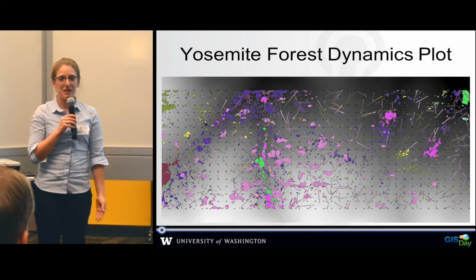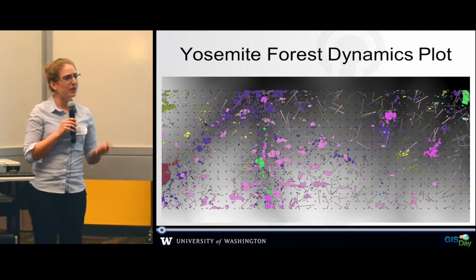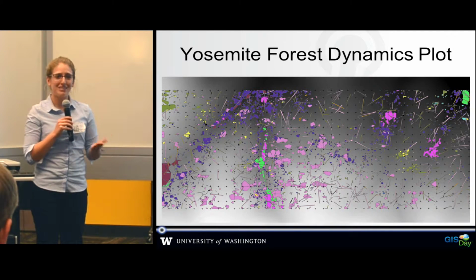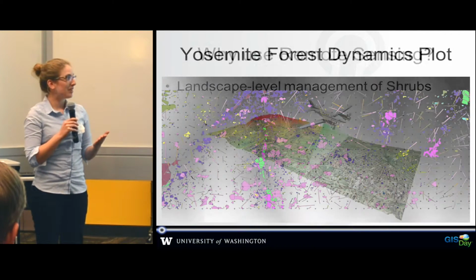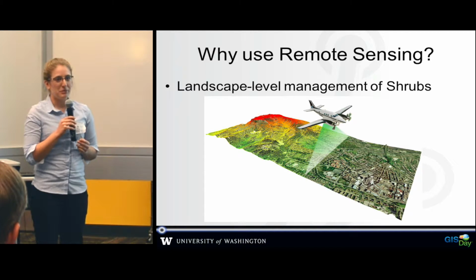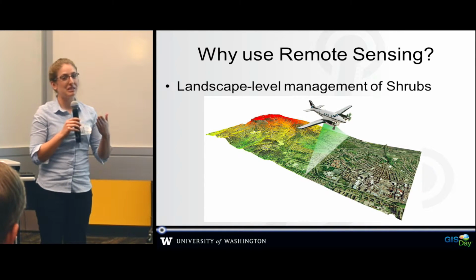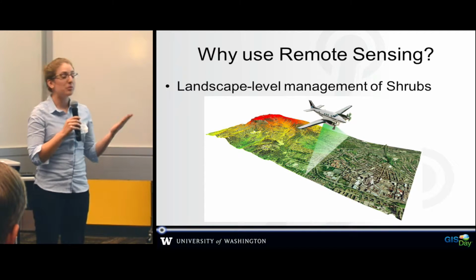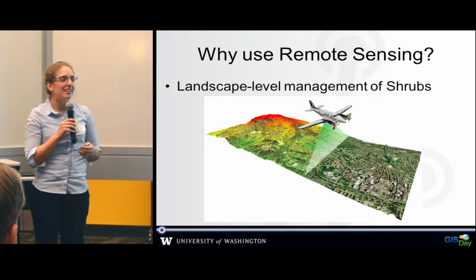So in Yosemite, there is the forest dynamics plot where they've mapped out every tree, every shrub, every down woody debris, everything that you could possibly imagine. Jim Lutz is the PI on this project, and they've created a really great data set, which gave us the opportunity to predict where shrubs are using remote sensing. Remote sensing is really great because we can predict where things are at a landscape level. So in this case, we decided to use LiDAR, which is on the next slide.